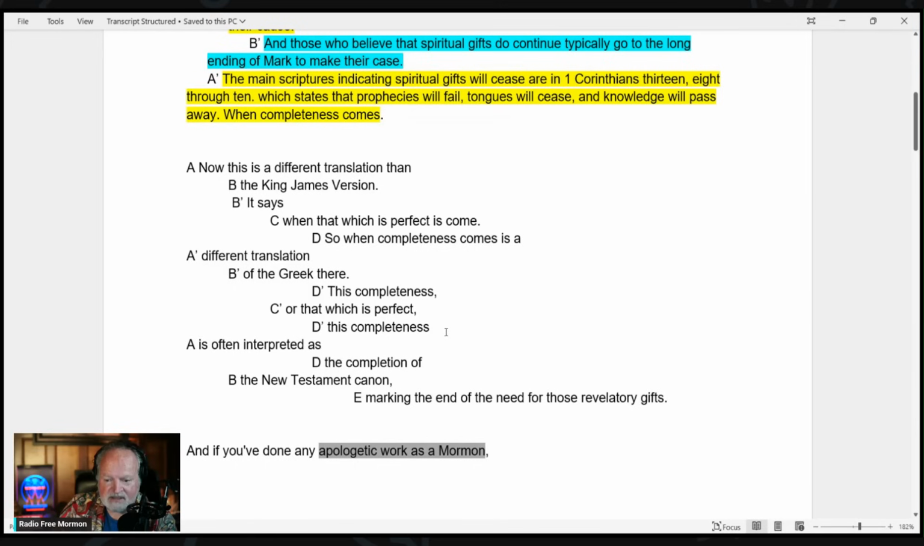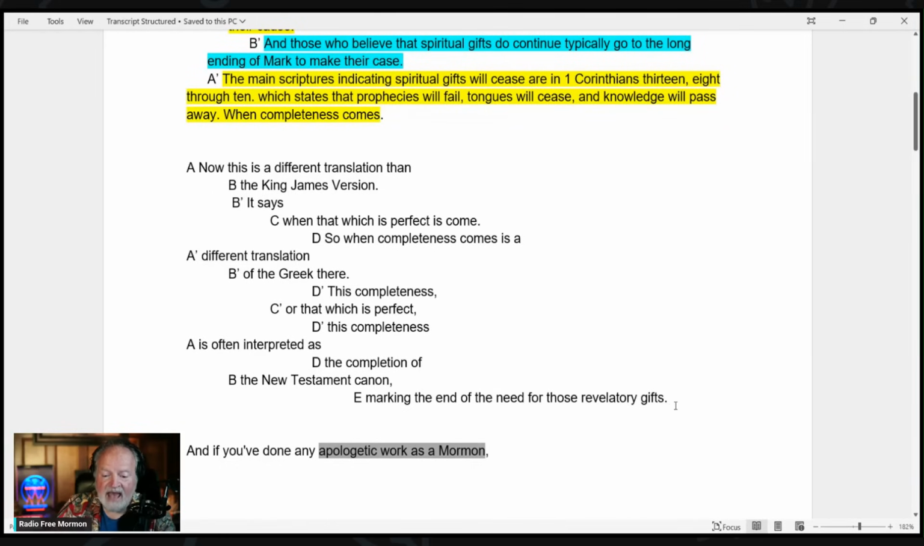This completeness, I repeated it again, another sub D, is often interpreted as, and the interpret goes back to the translation, so that's a sub A actually. D, the completion of, once again, we have a completion. So we've got another D, the New Testament canon that goes back to B, which is the King James Version. And finally, E, marking the end of the need for those revelatory gifts.